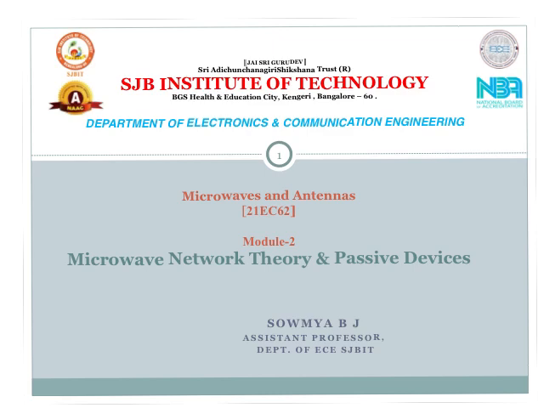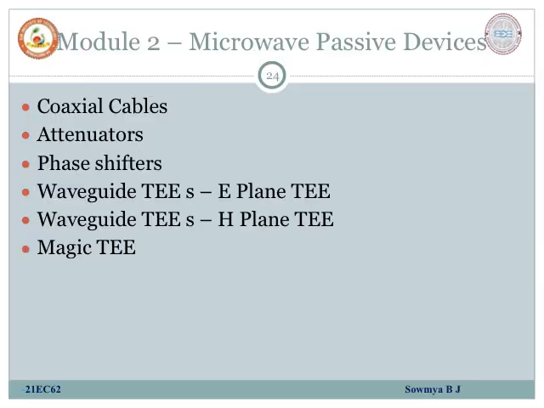In this session, I will be discussing the Module 2 topic of microwaves and antennas. Module 2 is about microwave network theory and passive devices. In Module 2, I am discussing microwave passive devices. The microwave passive devices can be listed as coaxial cables, attenuators, phase shifters, and waveguide T's. In waveguide T's, we have the E-plane T, H-plane T and magic T.